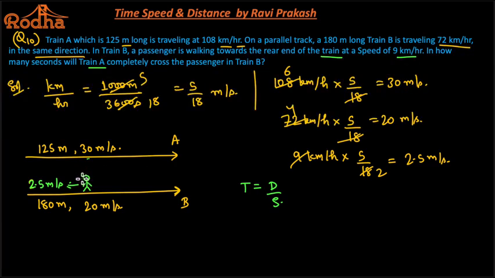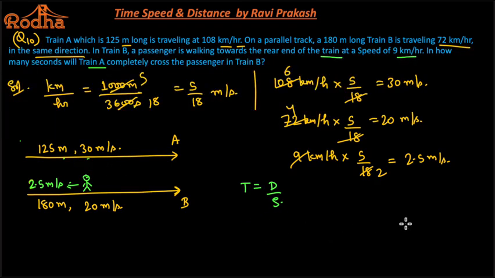So what this person will see is that train A has to completely cross right now. Completely cross means the person will see the whole length of train A crossing in front of his eyes. That is, the person will feel that train A has completely crossed in front of him. That is the meaning of completely cross, right? So train A has completely crossed the person.